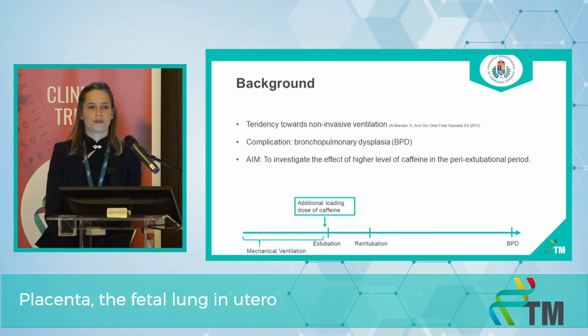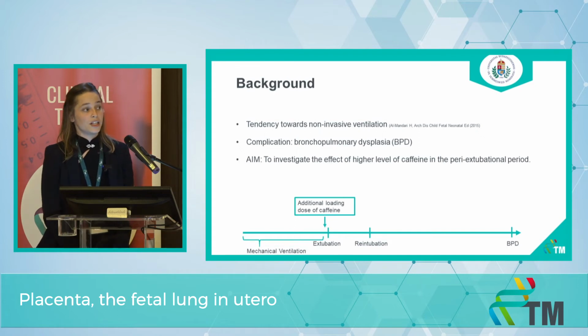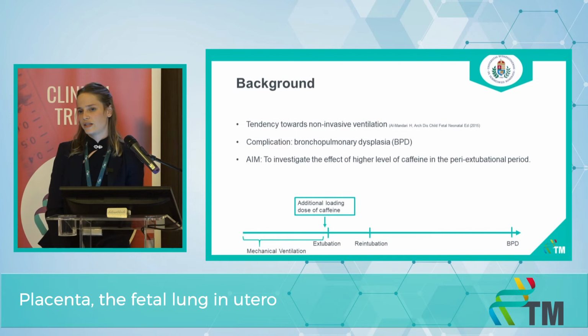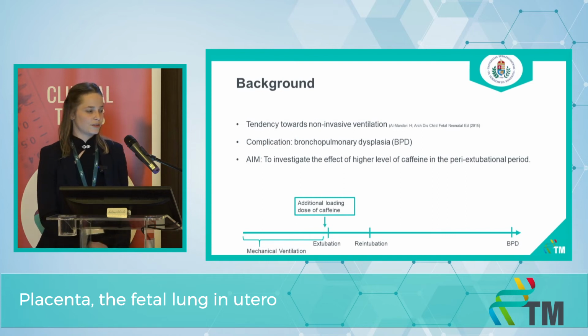Clinicians prefer to use non-invasive ventilation initially to avoid mechanical ventilation. However, there are cases when it's inevitable, and in those cases they try to remove the endotracheal tube as soon as possible, because of its complications such as bronchopulmonary dysplasia and its long-term sequelae like asthma or reduced lung function. That's why our aim is to investigate a higher level of caffeine in this quite vulnerable period of neonates, the peri-extubational period.